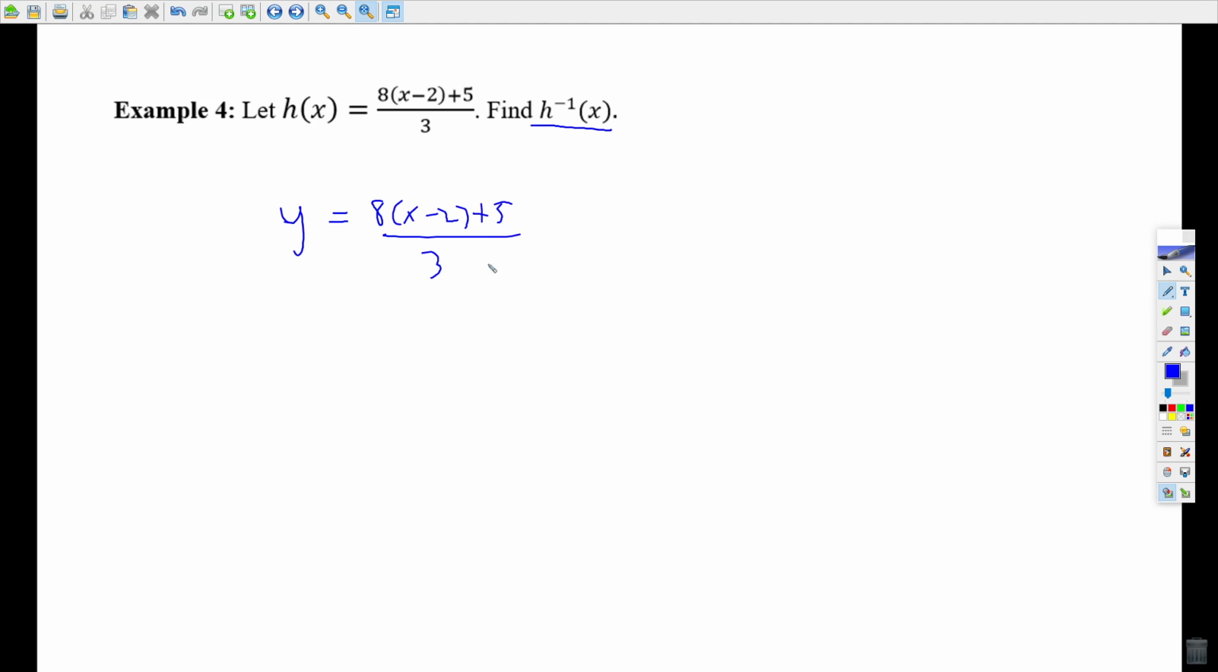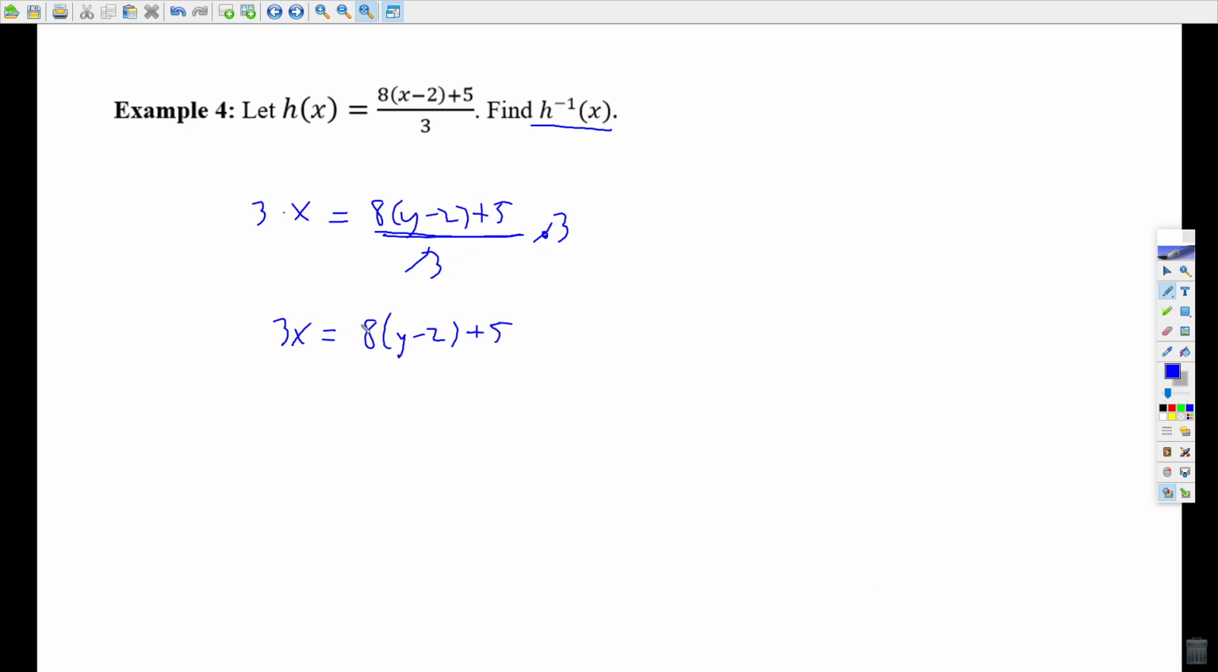Copy the rest down. And while I'm at it, I'm just going to switch the x and y without rewriting it again. So let's change this to x and y here, x and y. Now we'll solve for y. Since there's this big division sign here across everything, I'm going to multiply by 3. And that will cancel those out. So you get 3x equals 8y minus 2 plus 5.